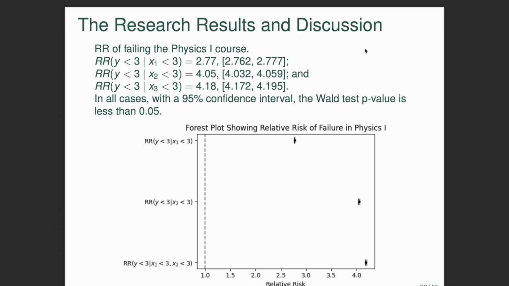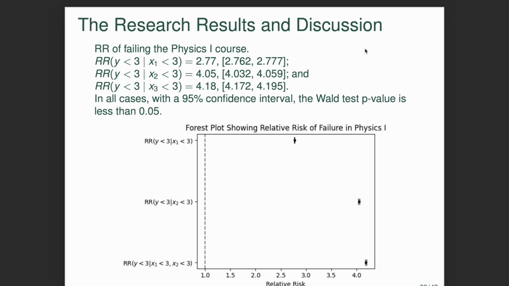The forest plot indicates the relative risk across conditions for Physics 1, as seen. Failing the second session poses a greater risk than failing the first. The confidence intervals are narrow, and the p-values are all less than 0.05, indicating statistical significance. The highest risk scenario occurs when the student fails both the first and the second sessions, a pattern consistent across Physics 1, 2, and 3.